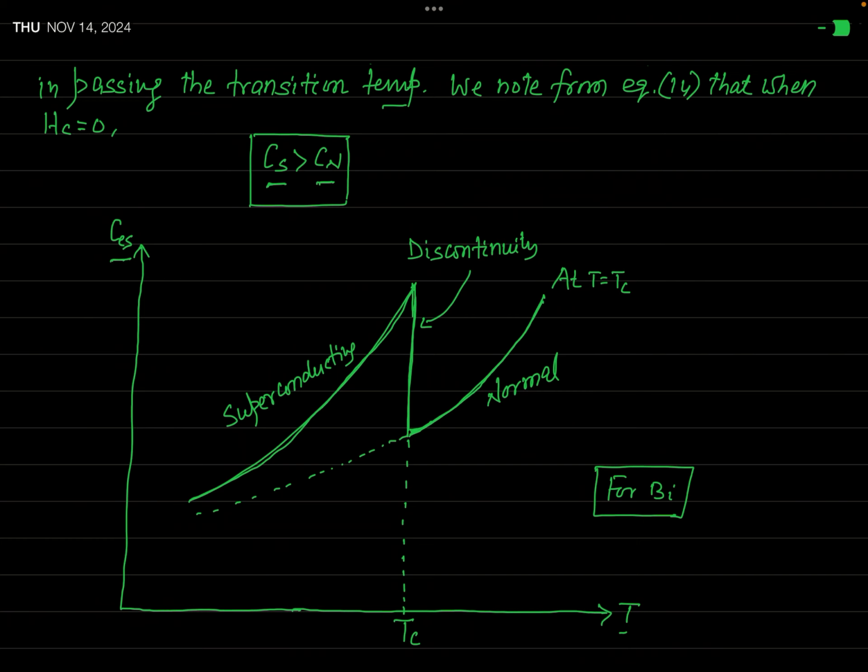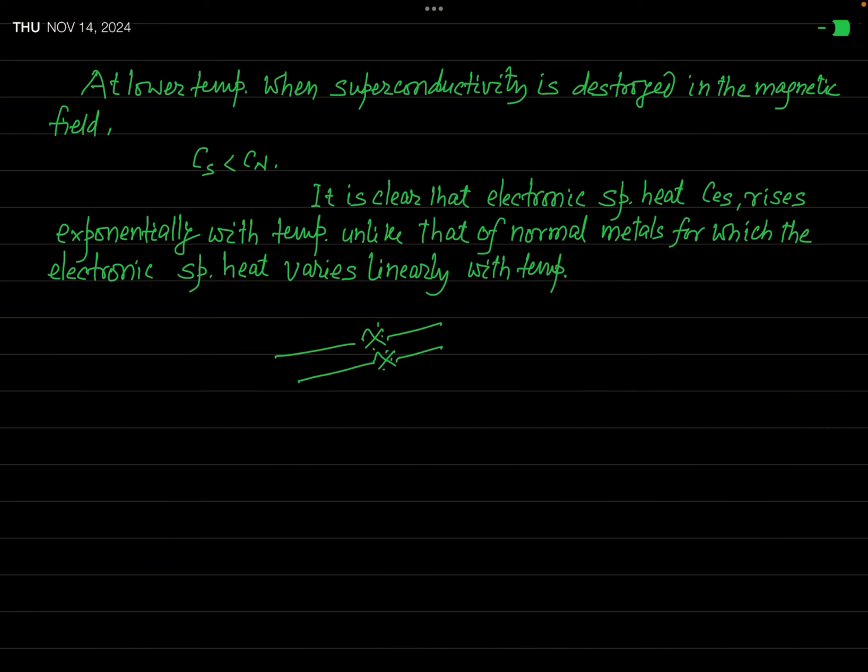Actually, such a curve has been obtained for bismuth in experiment. So you can see I have written that at lower temperature, when superconductivity is destroyed by the magnetic field, Cs is less than Cn. It is clear that the electronic specific heat Ces rises exponentially with temperature, unlike that of normal metals, for which the electronic specific heat varies linearly with temperature.